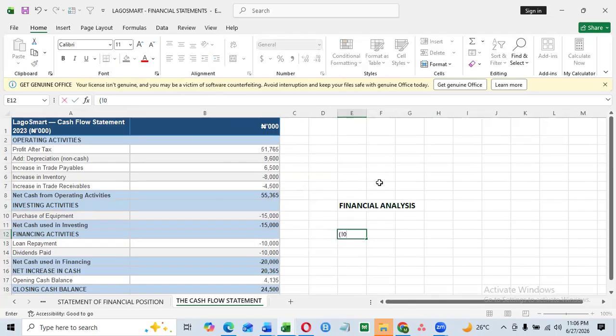Ratio 1 is current ratio. Ratio 2 is net profit margin. Ratio 3 is return on equity, which is ROE. So I want you to do these assignments.